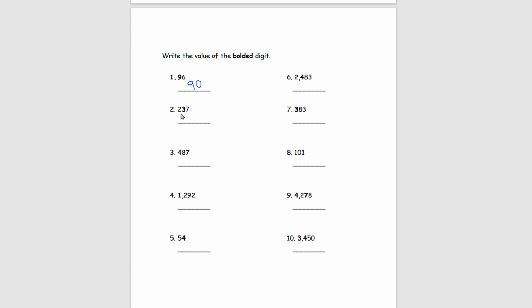For number 2, we have 237, and if we were to break this number up, we know that 7 is in the ones place, and 2 is in the hundreds place. So we have 200 plus blank plus 7. Since we're trying to get it so it equals 237, we know that in our tens place, this 3 means it is equal to 30. So for number 2, our answer is 30.